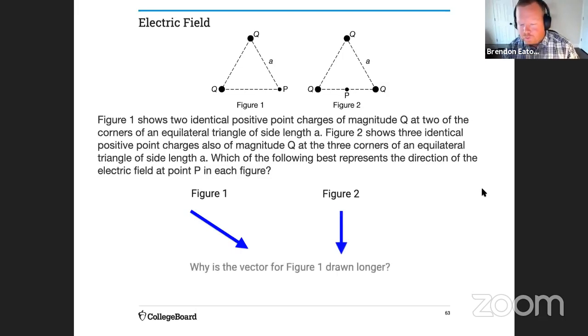But I have one more question for you. Why is the vector on figure 1 drawn longer than figure 2? Well, the reason why it's drawn longer is because the fields in figure 1 from Q and Q are adding up to make a larger field at point P. Whereas in figure 2, the vector is drawn smaller because the fields from the 2 lower left and right hand charges are canceling out at point P because they're both pointing inwards, resulting in a net field from the top charge pointing downwards. So you're only experiencing a field from one single charge on figure 2 in this case.